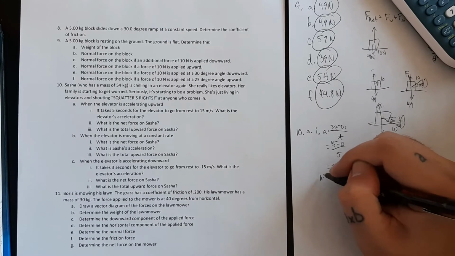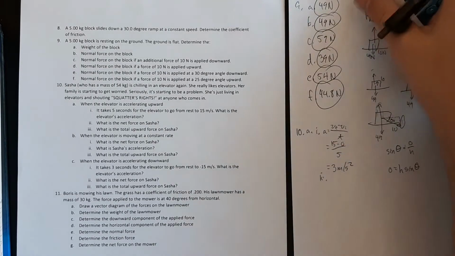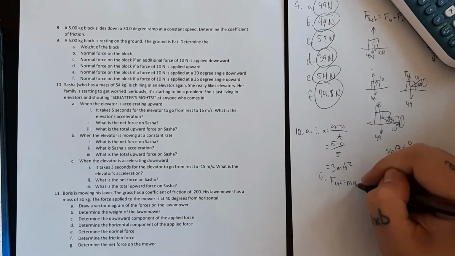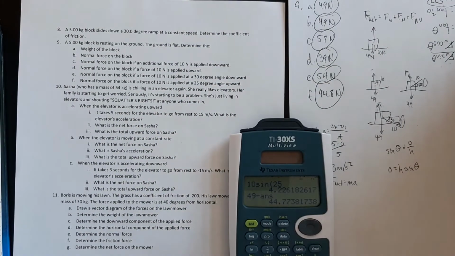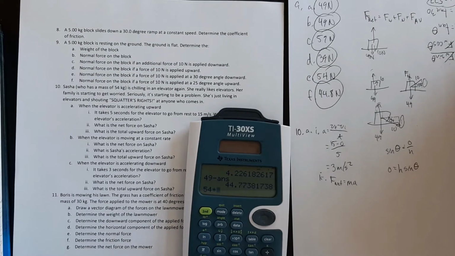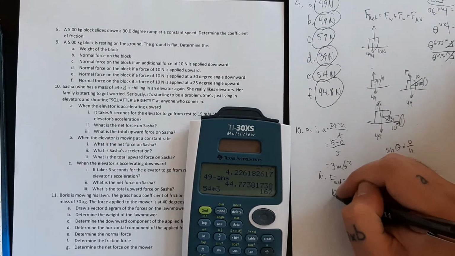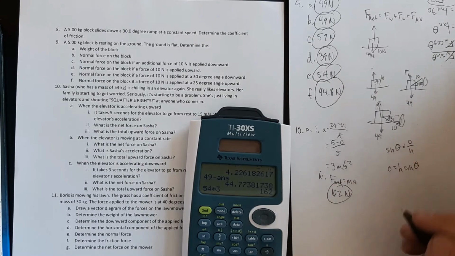All right, for II, we're looking for the net force. For each of these, we're looking for net force. We can just use F net equals mass times acceleration because we happen to know both. So 54 times our acceleration of 3, we end up with a net force of 162 newtons.